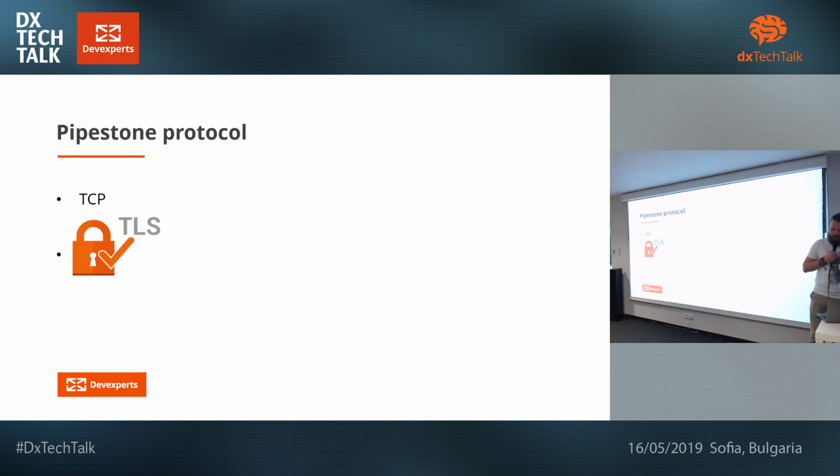The protocol is based on TCP, so we picked TCP because it's fast enough. You know, we don't want to deal with manually managing the datagrams which can be lost, etc., in UDP. So TCP is just fine, and it's also using TLS/SSL secure sockets in order to have everything encrypted on both sides.